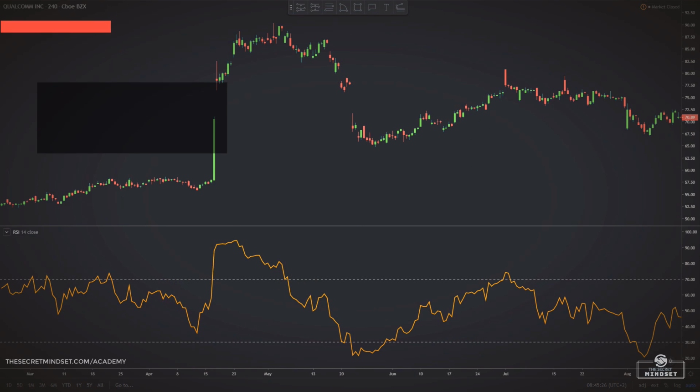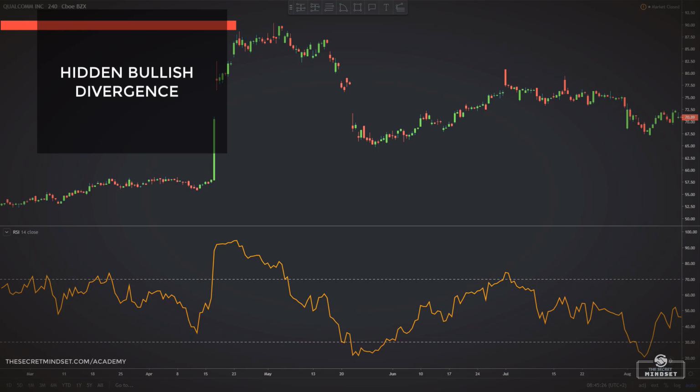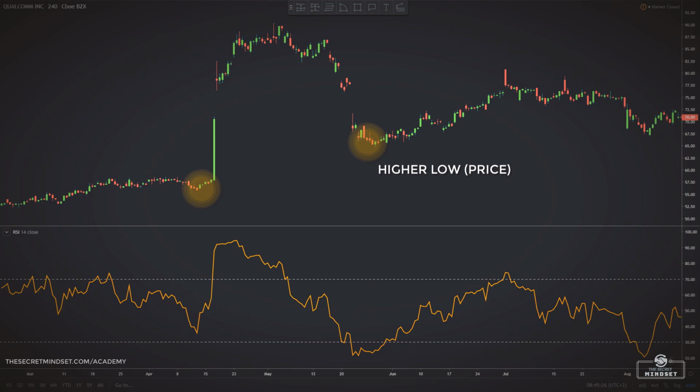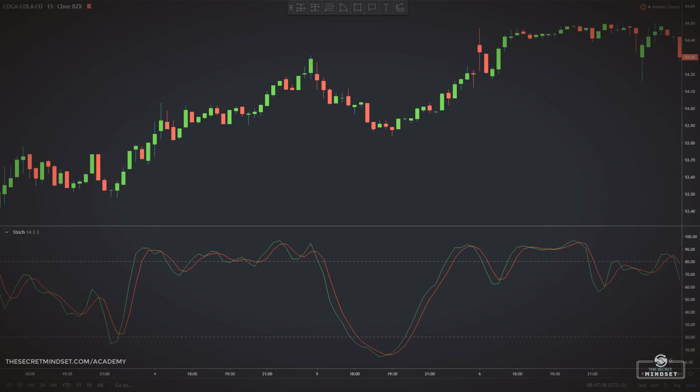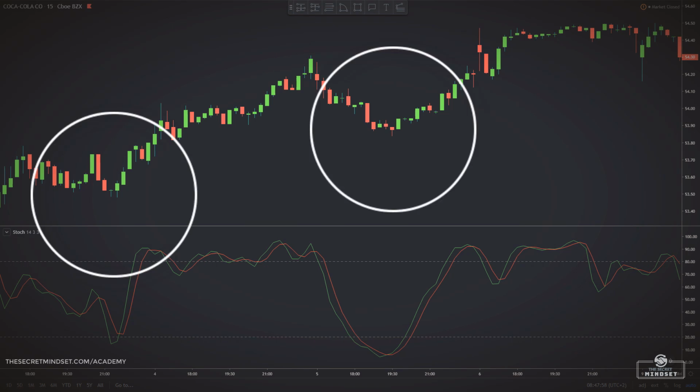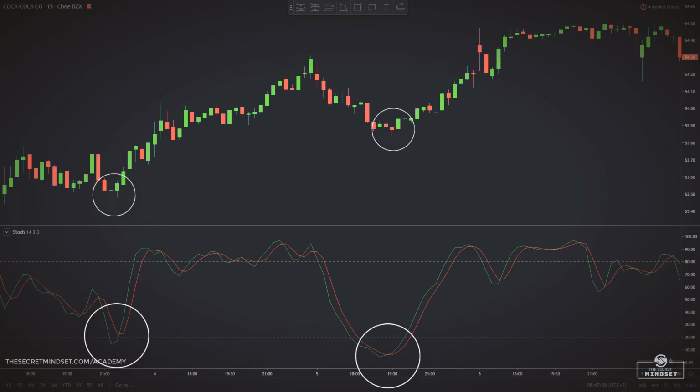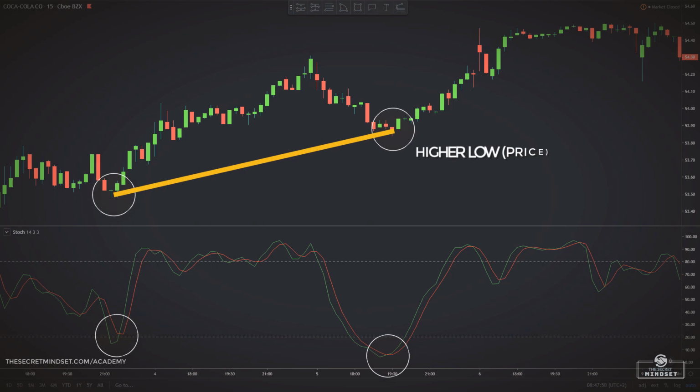In this example, you have the basic illustration of the hidden bullish divergence. In this chart you can see that the price makes a higher low compared to the initial low. However, the RSI indicator makes a lower low relative to the previous low. This example shows another hidden bullish divergence using the stochastic indicator in a clear uptrend. As you can see, comparing the lows in the price and the lows in the oscillator, the hidden bullish divergence is formed. After the formation of the higher low, price then surges to a new high.